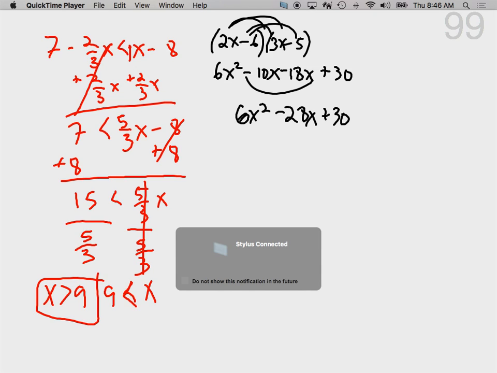All right, now this is where I combine like terms, so 6x squared minus 28x plus 30 is the correct answer. Are we good? All right. Now let's go to the last one.